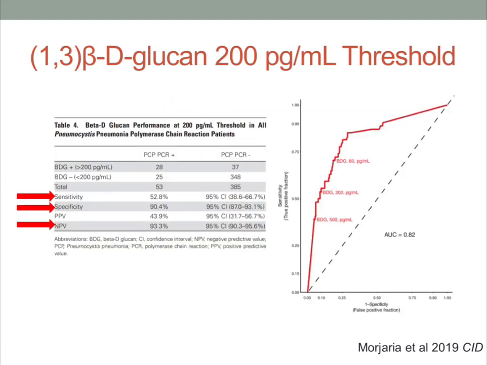They also did an analysis on a 200 threshold, and you can tell obviously it's not going to perform as well the higher you go, and they have the ROC curve over there with multiple different thresholds. So it takes a lot of interpretation. I think it can be helpful if it's completely negative, but with any positive test, it gets very, very difficult to interpret, and you have to rule out other causes.